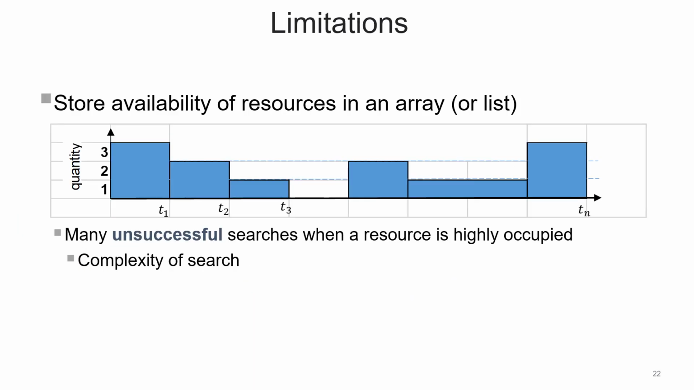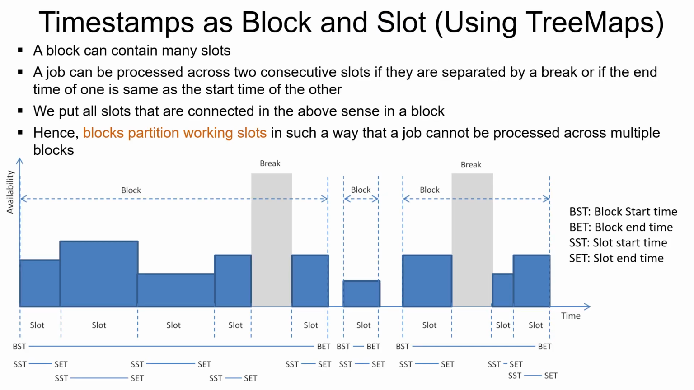The limitation of the algorithm is that when any resource is highly occupied with many operations and the quantity is very low, there will be many unsuccessful searches, which will increase the complexity of the algorithm. In order to overcome this problem, we came up with another algorithm, that is block and slot.